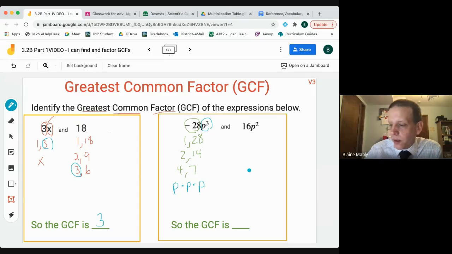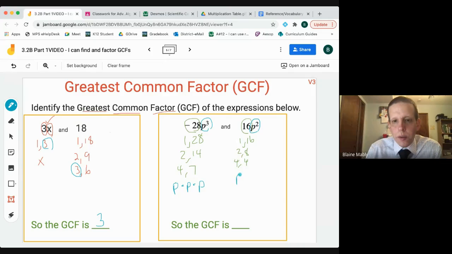So let's go to the next expression here, 16p squared. So 16 is going to be 1 and 16, 2 and 8, 4 and 4. Those are the factor pairs of 16. P squared, that's p times p.